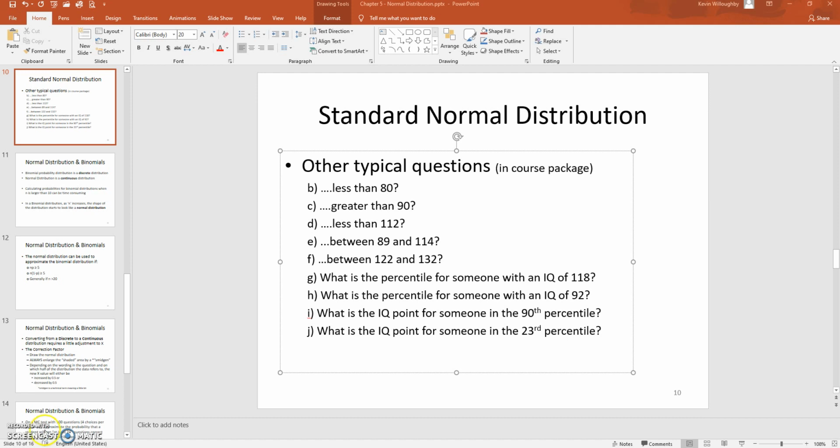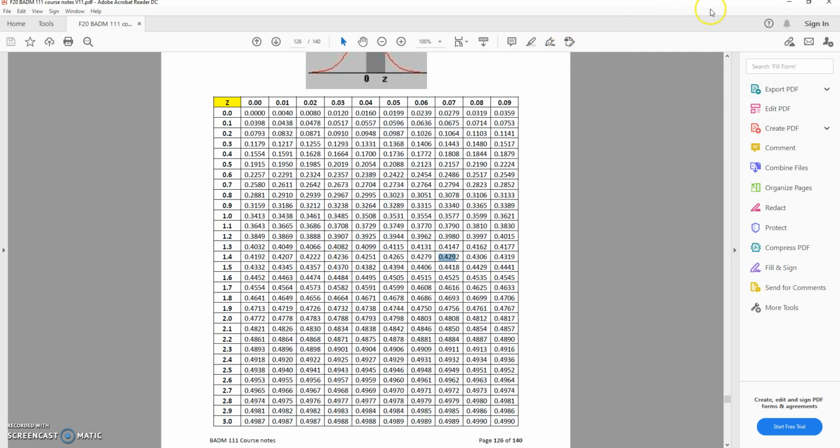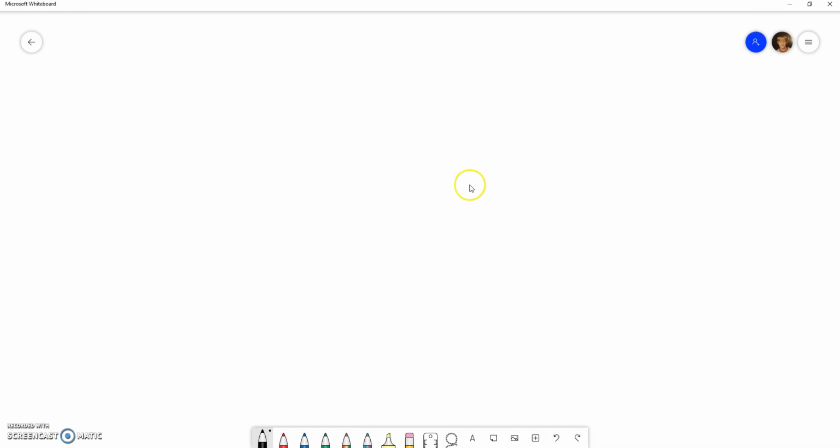We're going to go into Part G now, where it asks: what's the percentile for someone with an IQ of 118? So, normal distribution and percentiles. Remember percentiles from Chapter 2. We can now calculate specific percentiles for an observation in the population. So this is Part G.